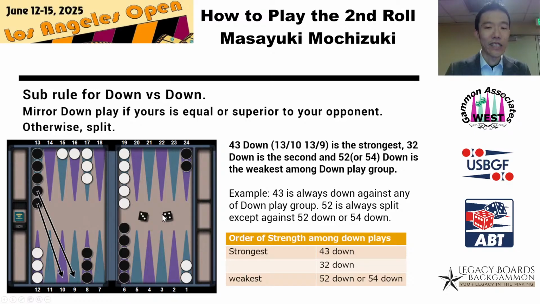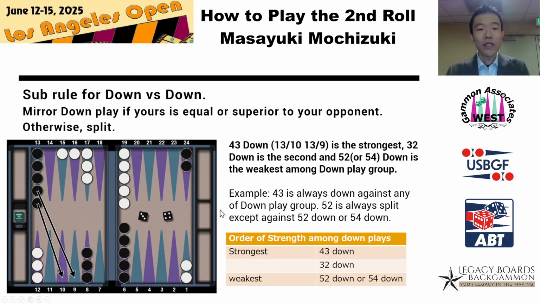And the rule here is there's actually an order of the strength of the 2 down plays. The strongest 2 down is 4-3, because apparently you have the best builders and you have the most numbers to make the 5-point, 4-point, bar point, or 9-point, or 10-point. So that's the strongest 2 down. And the second strongest one is 3-2, 2 down. And the weakest ones are 5-2 and 5-4. Okay.